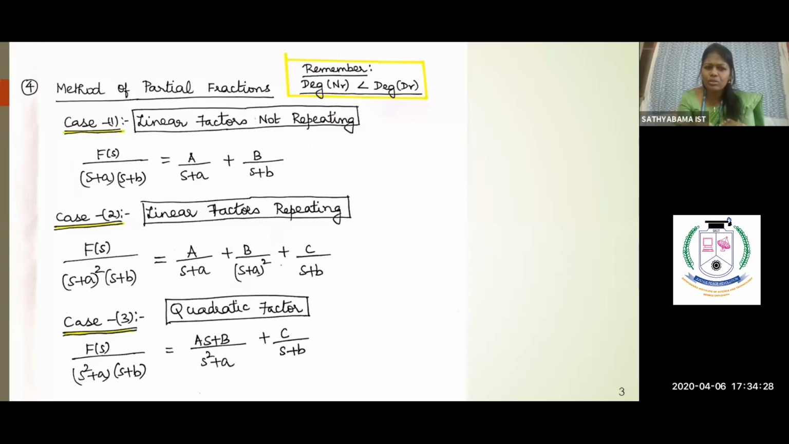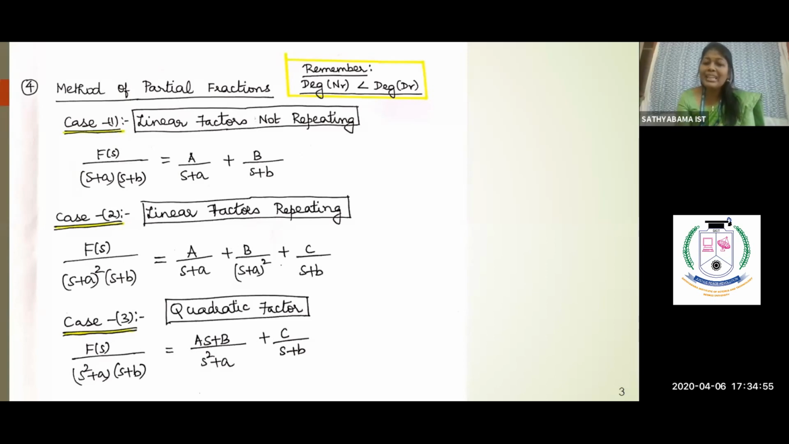Let's quickly go through the three cases under the method of partial fractions. Remember, when can you apply this? Only when the degree of the numerator is strictly less than the degree of the denominator. This is when you can apply the method of partial fractions. All right. So what are the three cases that we have? Let's say you have a product of factors in the denominator where all of them are linear and not repeating.